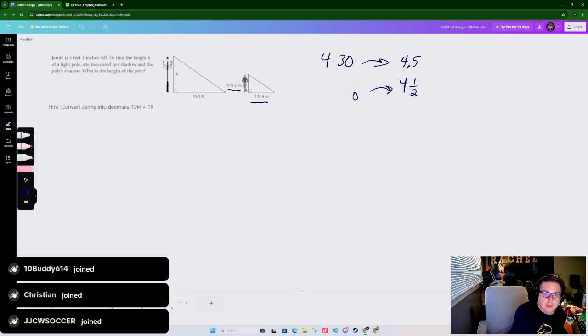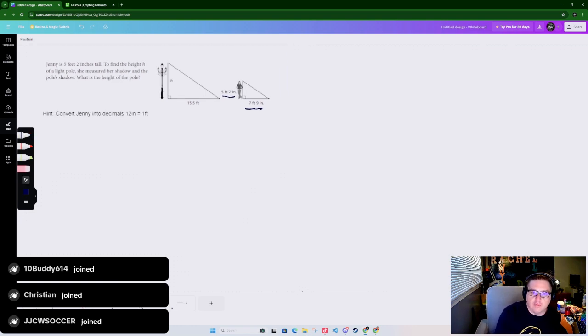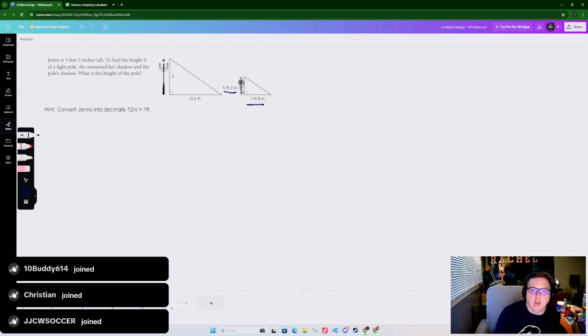Well, we're not dealing with time in this one. We're dealing with inches. And I put a hint here to convert Jenny's into decimals. So there are 12 inches in 1 foot. We have 5 feet and 2 inches. So we're going to take that 5 as a full 5, but we're going to take the 2 and divide it by 12 because that's our conversion factor. There are 12 inches in 1 foot.